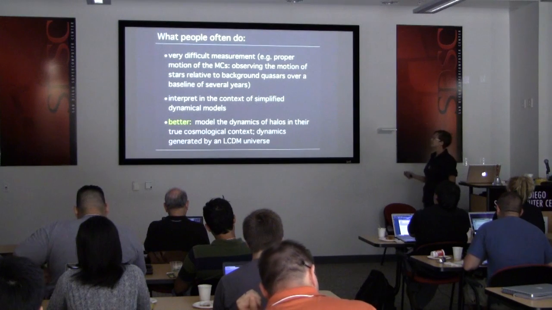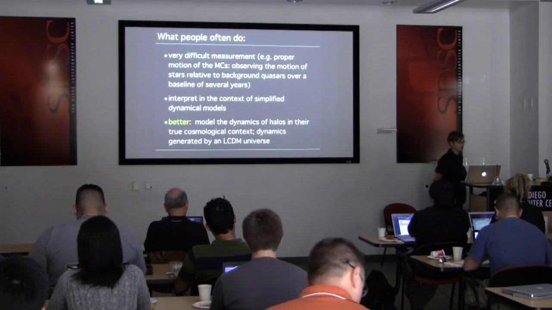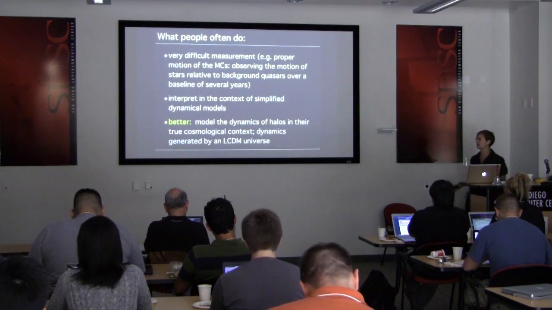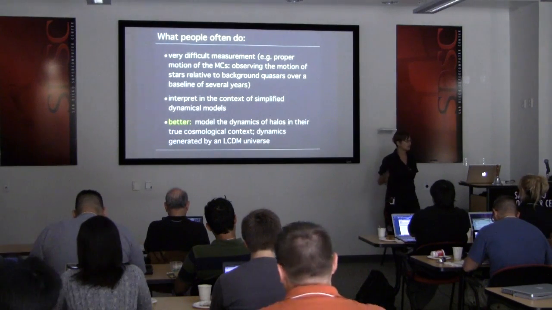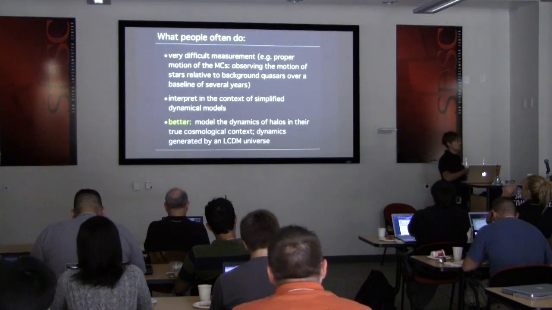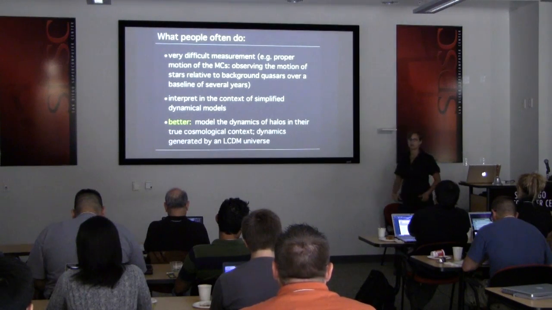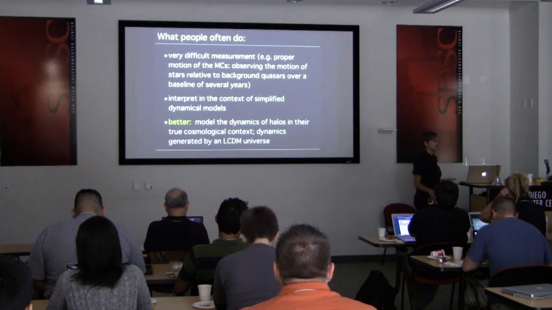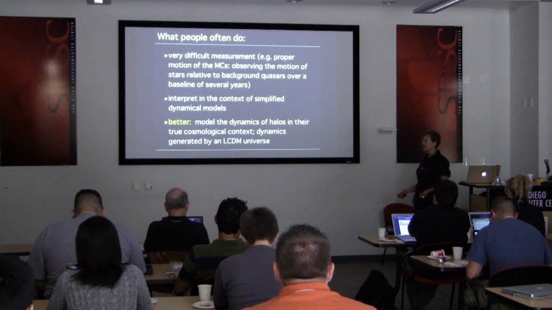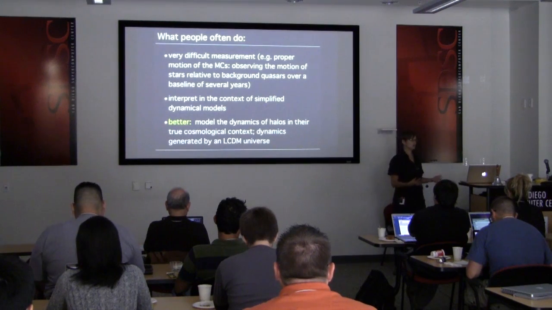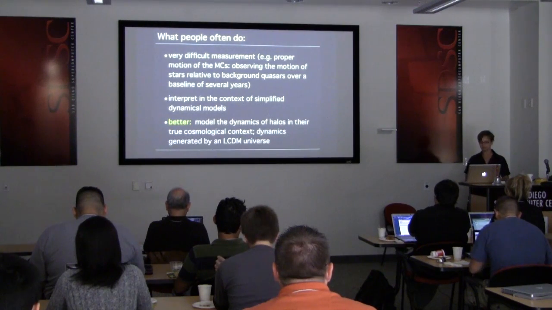So what people often do is they take this beautiful and very difficult measurement about the proper motions of the Magellanic Clouds, and they interpret it in the context of sort of necessarily simplified dynamical models. Okay, you can set up a simulation, it's done in isolation, you throw these things together, you come up with something that works. It's okay, you do a reasonable job this way, but it would be much better if you could model the dynamics of halos in their true cosmological context. For example, the dynamics that you get very naturally out of these kinds of cosmological simulations.